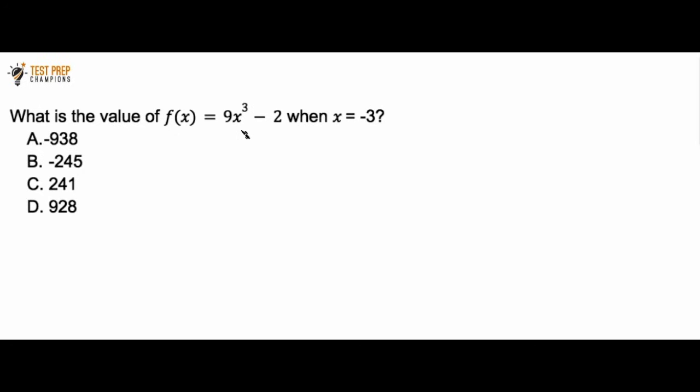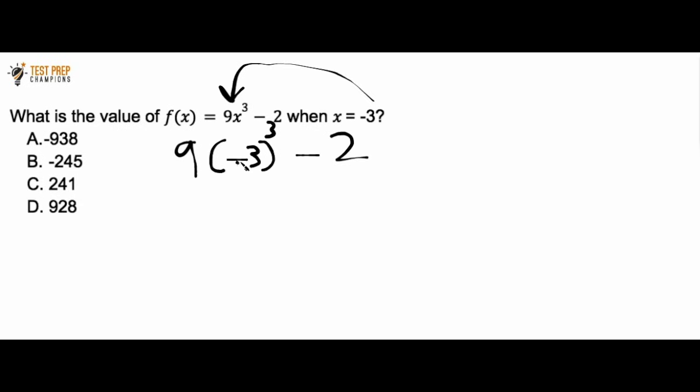Whenever you see a question like this, I know this can seem kind of confusing, but all you're really being asked to do here is to substitute -3 into the equation for x. So if I were to rewrite this, I would rewrite it as 9 times -3 raised to the third power minus 2.